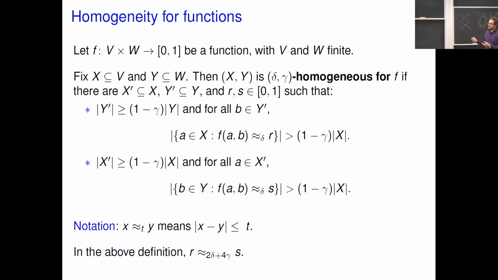In practice, you should think of gamma as being much, much smaller than delta. Delta is kind of given to you because it's how stable your function is. And then gamma is just any small thing I want to pick.